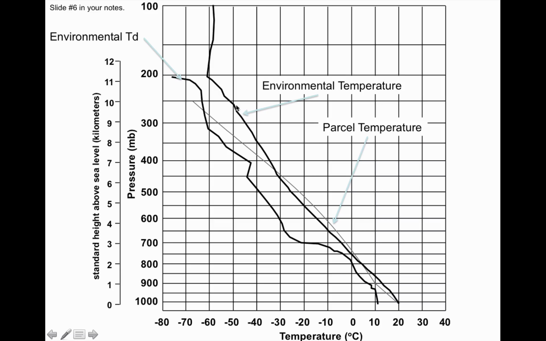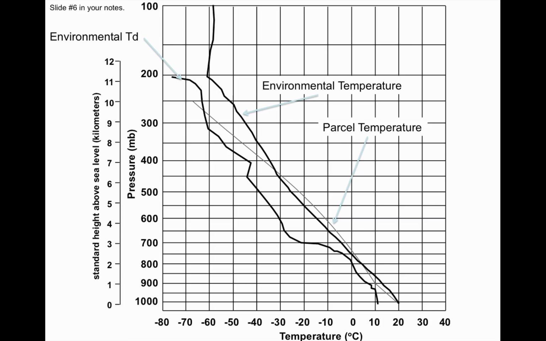Here's my environmental temperature line, the thick black line on the right. Here's my environmental dew point temperature line, the thick black line on the left. And this thin line right here is my parcel line. Now remember what I taught you about that parcel line. It has a very distinct shape.